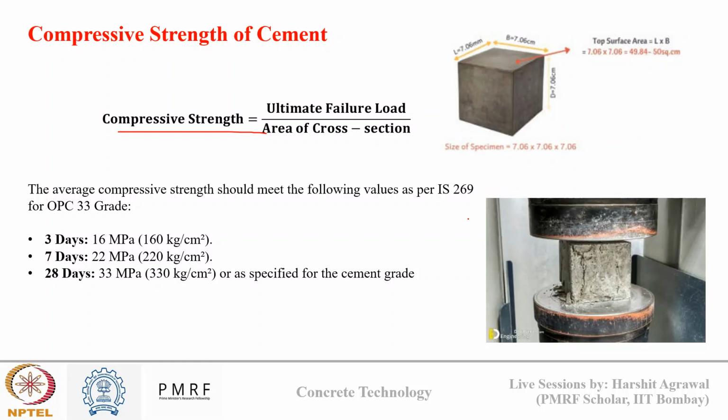So code says that as per IS 269 for OPC 53 grade, on 3 days strength should come out to be this, on 7 days strength should come out to be this, and on 28 days strength should come out to be 33 MPa. If this is followed, then we say that the cement passes the criteria of compressive strength testing. Okay.